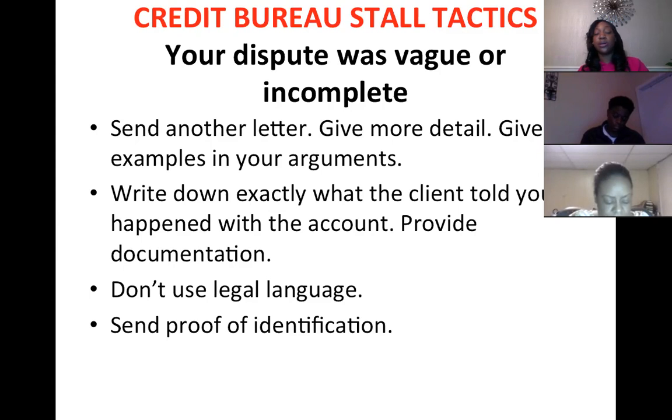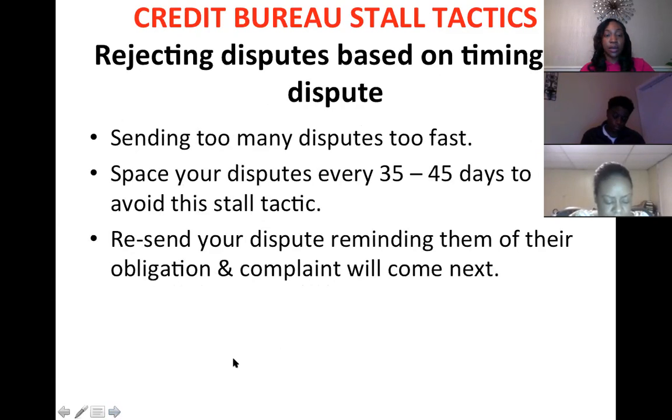So you don't want to use legal language, and you want to always send proof of identification. And you don't want to get your disputes rejected. A lot of people are just sending too many disputes too fast, trying to speed up the process, and it doesn't work like that. If you have a round of disputes out, you have to stop. You cannot keep sending out disputes if you have a round out. That's why, when people come to me after working with someone else, I ask, do they have a dispute out there? Because then I can't do anything, right?